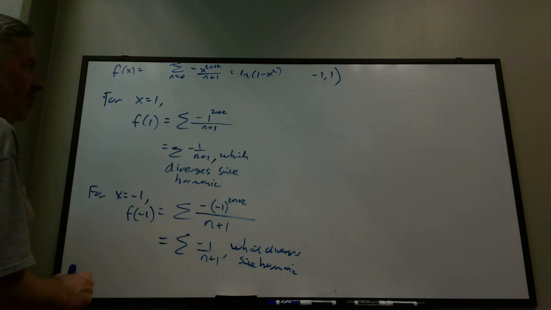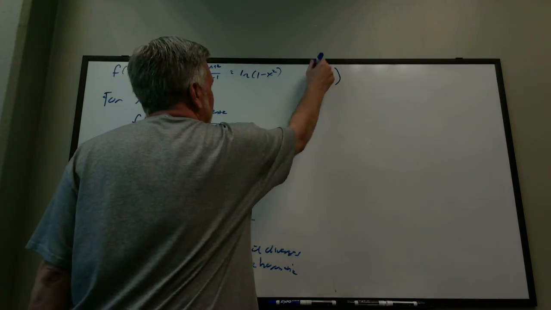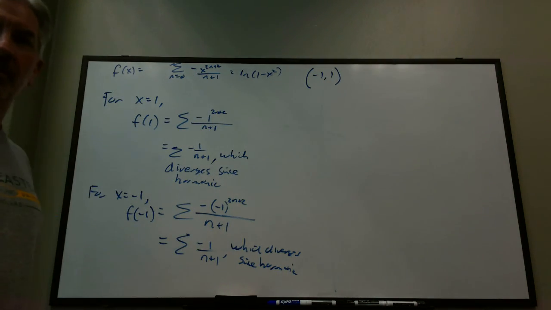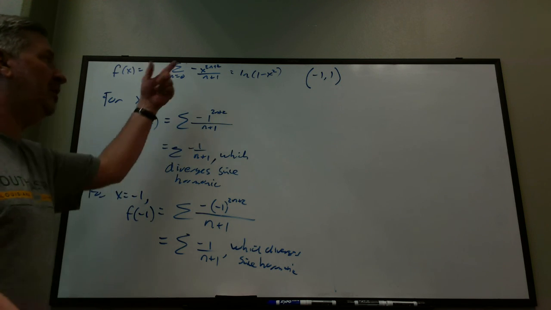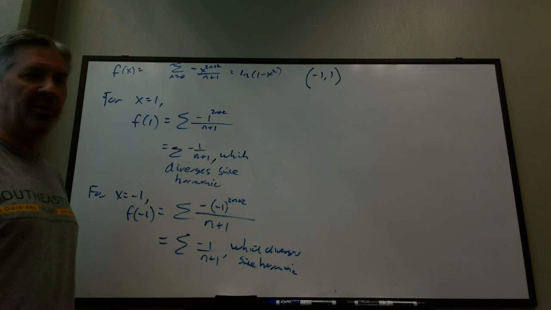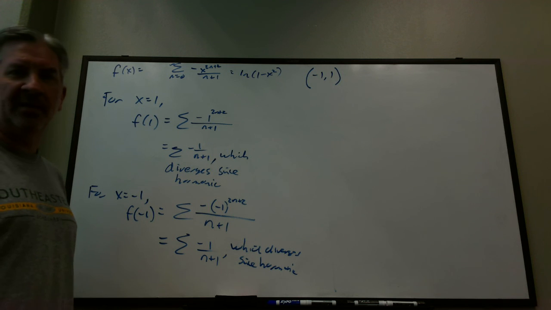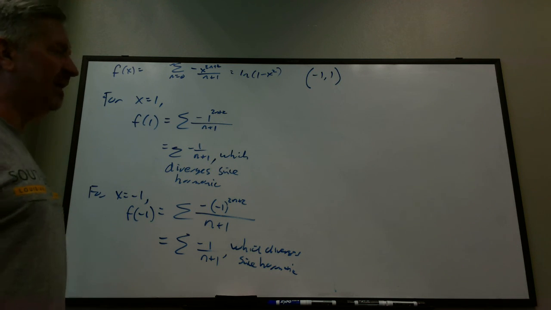So notice -1 is not included in our interval of convergence, and it's just the open interval -1 to 1, which was the same interval that we had to start with. But when you integrate, we could have added in either one or both of the endpoints in the interval of convergence, so we had to check them separately. So that's the end of that example.